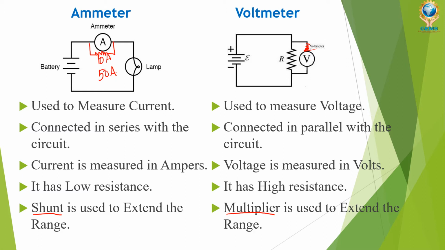If we use this in ammeter, we are going to connect in parallel. We will say this is a shunt. When it comes to the case of voltmeter, here we are going to connect the resistor in series. We say this is multiplier. Here it is given. These are the differences between the ammeter and voltmeter.